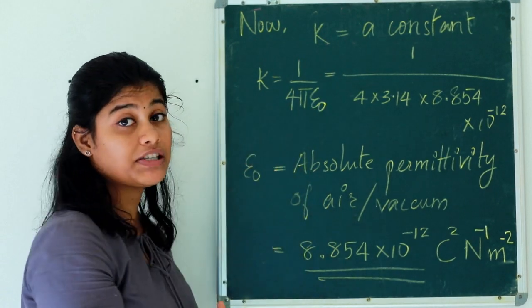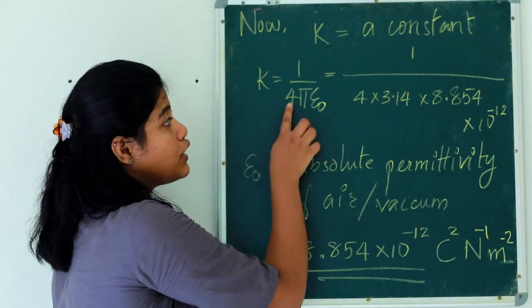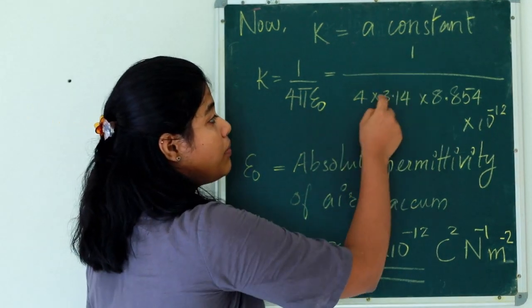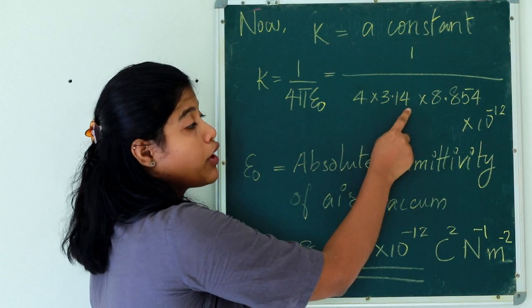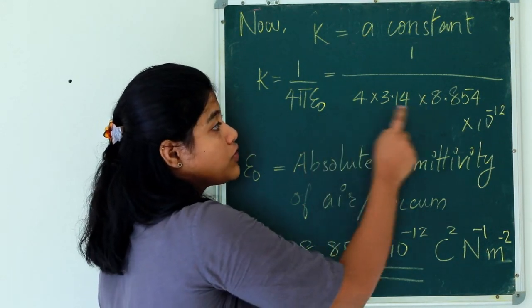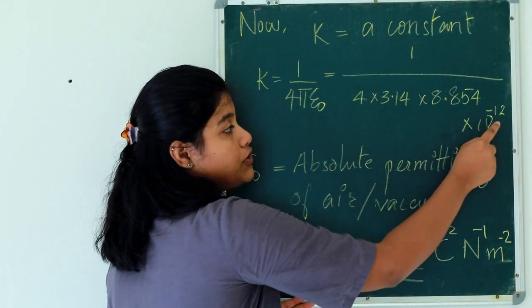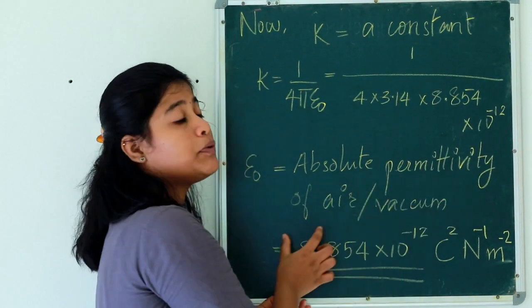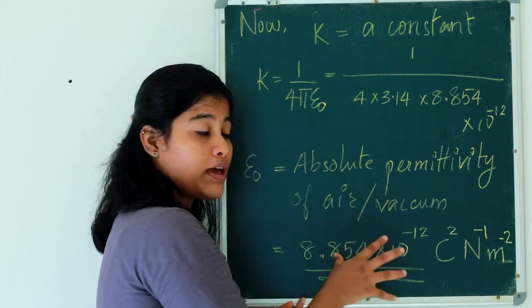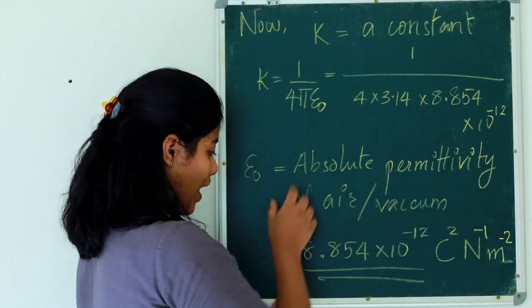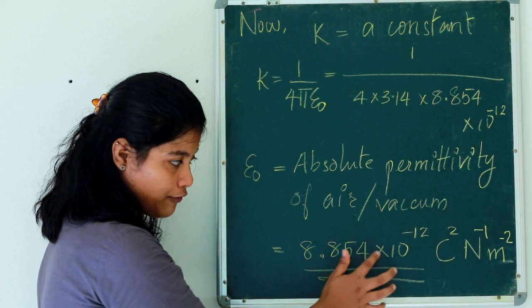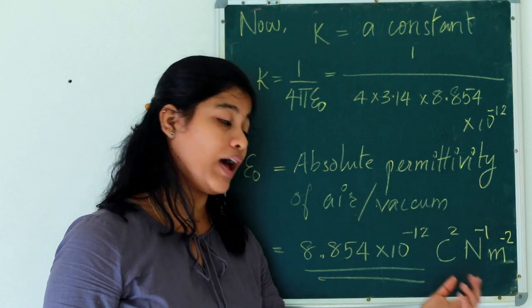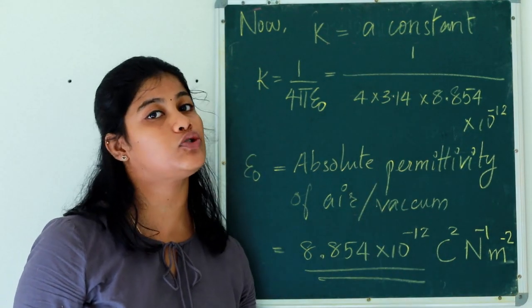So K has a specific value, that is K is equal to 1 by 4 pi epsilon 0, which is equal to 1 by 4 into pi, which is 3.14, into epsilon 0, that is 8.854 into 10 raised to minus 12. Where epsilon 0 is termed as the absolute permittivity of free space or vacuum. So its value is given as 8.854 into 10 raised to minus 12 and its unit is Coulomb square, Newton raised to minus 1 and meter raised to minus 2.